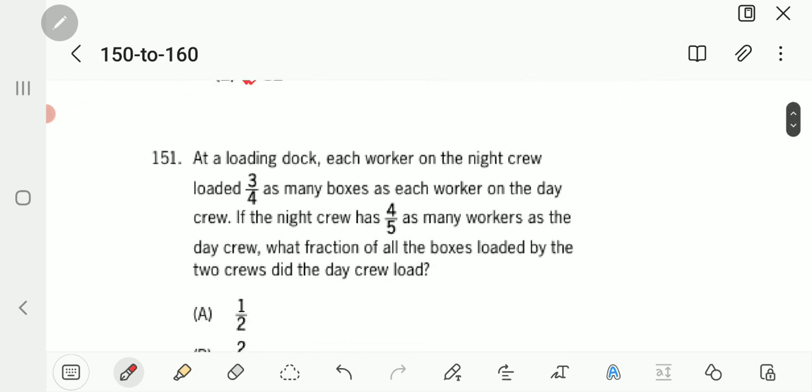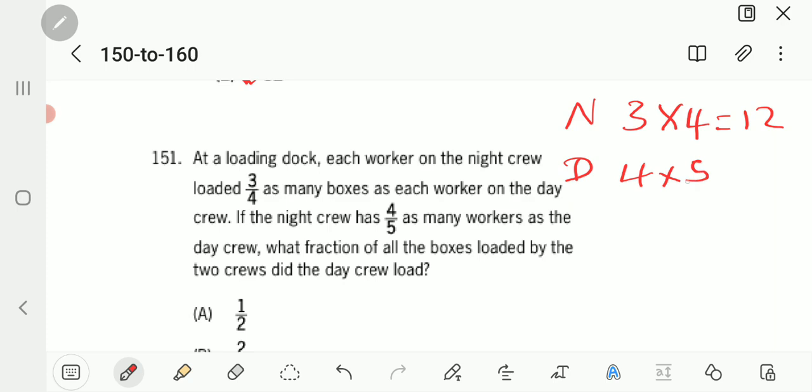At a loading dock, each worker on the night crew loaded 3/4 as many buses as each worker on the day crew. If the night crew has 4 workers and the day crew has 5, now so you think, so this 3/4 versus 4/5, we can start writing. Let's say night, the rate is 3, day, the rate is 4, then times 4 workers doing like this, which gives us a total of 12.